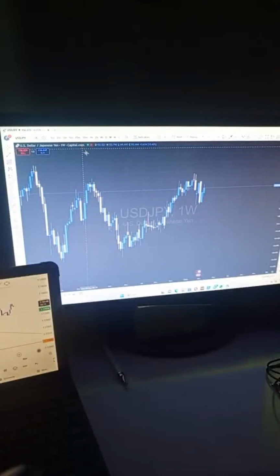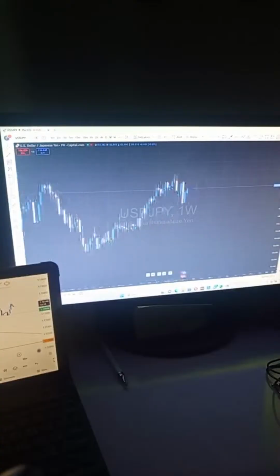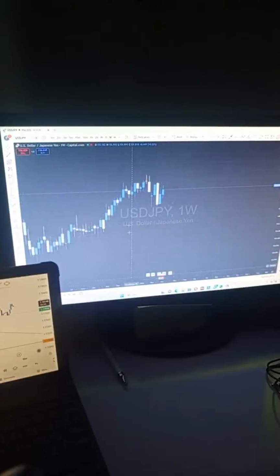Looking at this, we see that on the immediate time frame, we are bearish. The immediate structure shows us bearish.